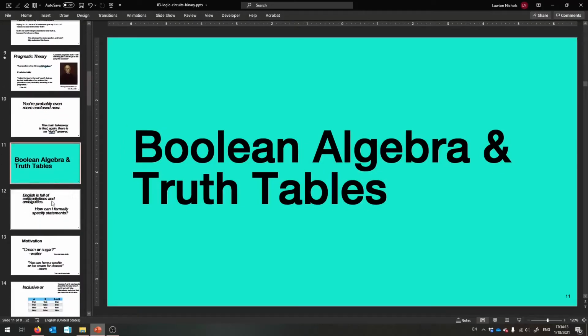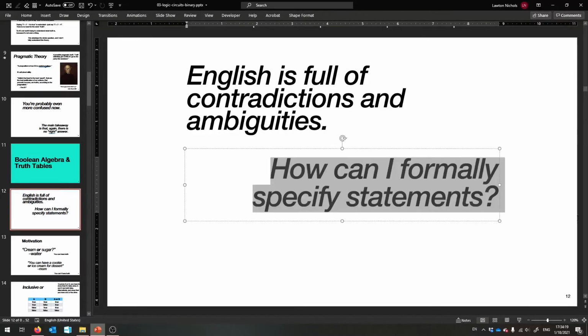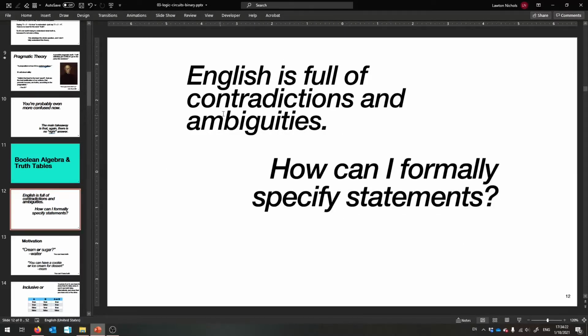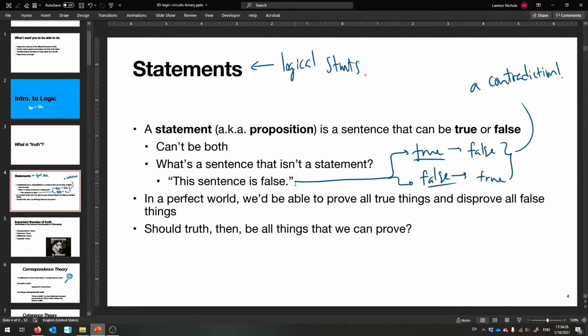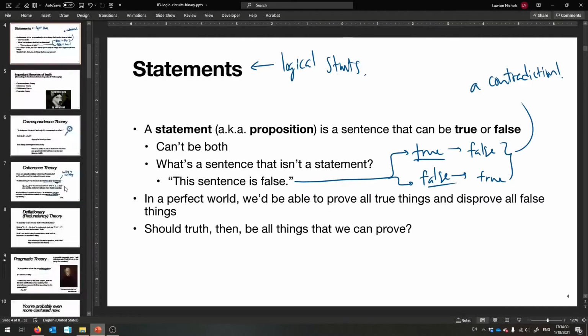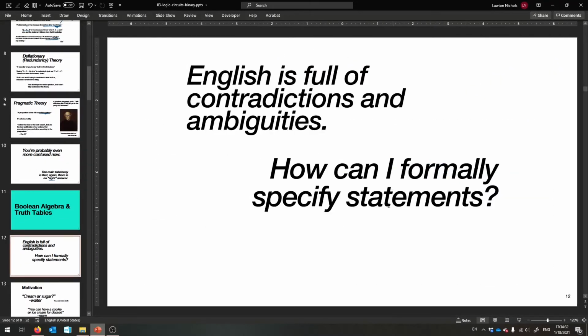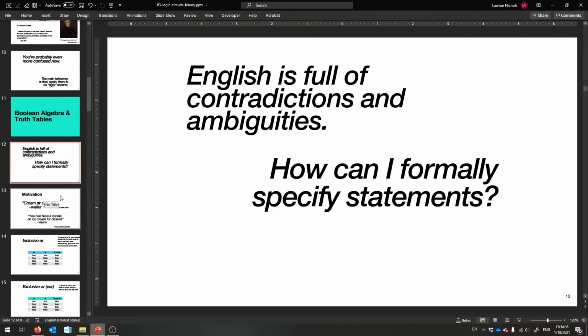All right, so the kind of question that I will answer in this section, hopefully, is how can we formally specify statements? Because English is horrible. Like, you saw how much I fumbled trying to even reason about this sentence, and it was because it was in English, okay? So there's a way that we can formally specify things that make it easier on us, all right? So here is my motivation for you.